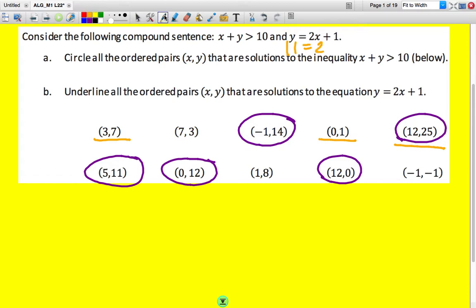11 equals 2 times 5 plus 1. 2 times 5 is 10. 10 plus 1 is 11. 12 equals 2 times 0 plus 1. 2 times 0 is 0, and 0 plus 1 is not 12. 8 equals 2 times 1 plus 1. 2 times 1 is 2, and 2 plus 1 is 3. That is not a true sentence.